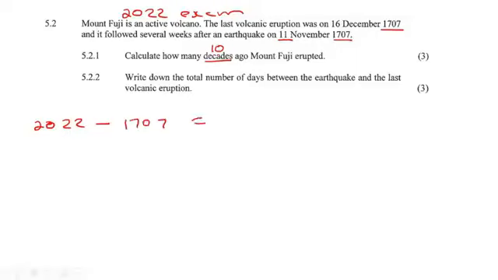Okay, so if you do that on your calculator, that's 315 years. So if you want to work out the decade, you can then divide that by 10, which would be 31.5 decades. Okay, and then the next one.